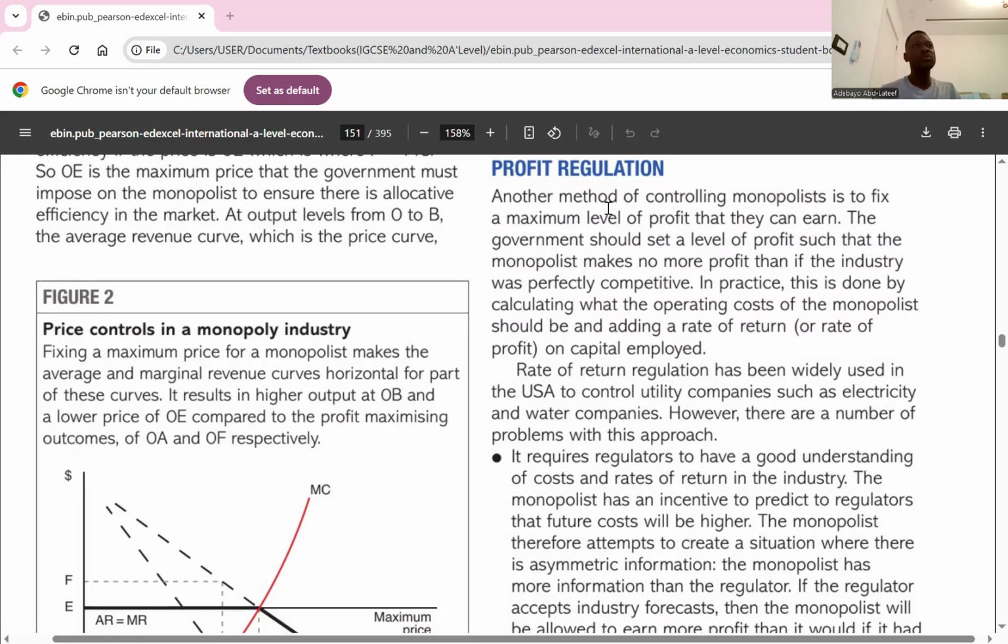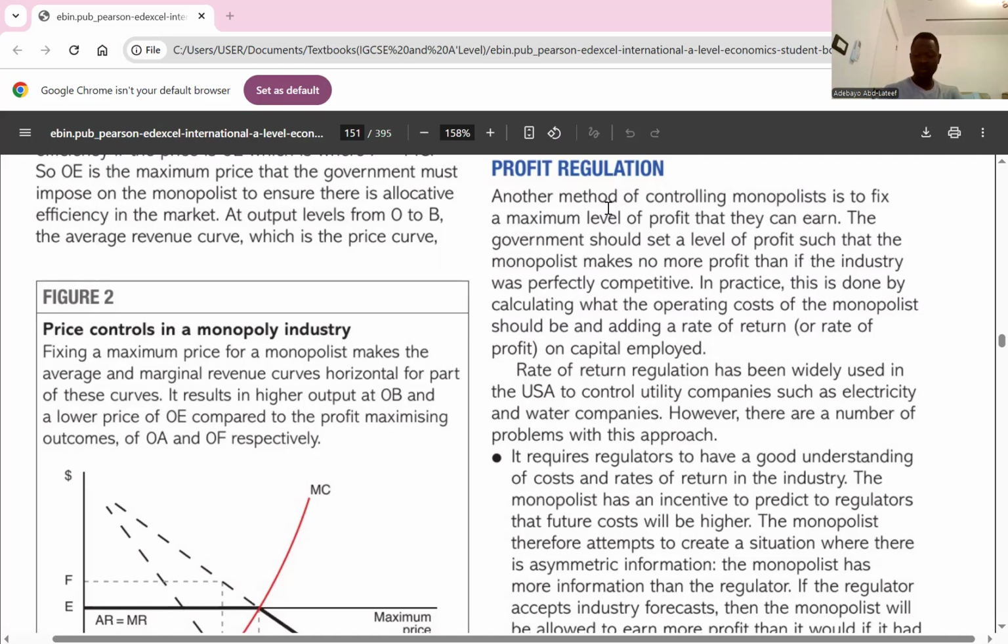So they only make profit based on the return on their capital. Aside from that, there's no more supernormal profit or profit maximization. That is, profit is limited. Do you get it? So why do we have profit regulation? Profit regulation is used, one, to prevent excessive profit, two, to protect consumers, and three, to promote fairness.